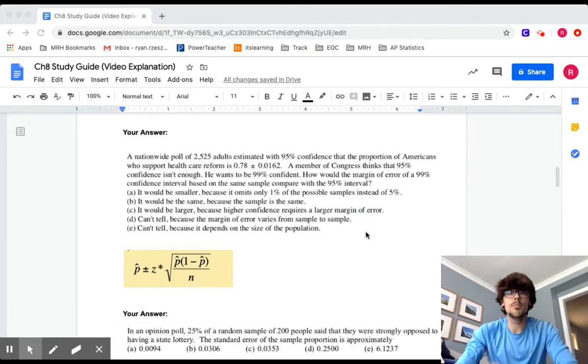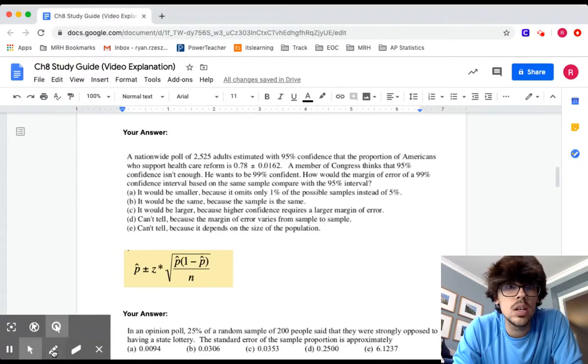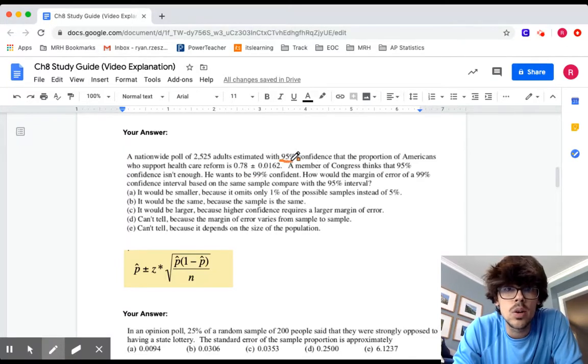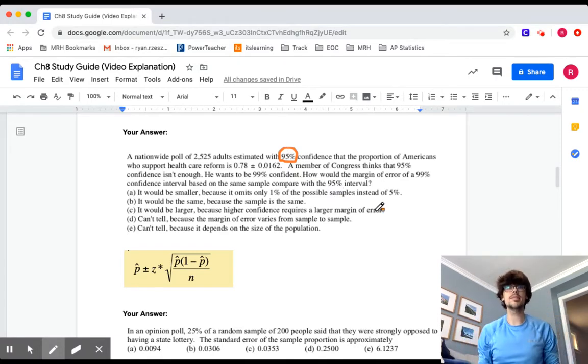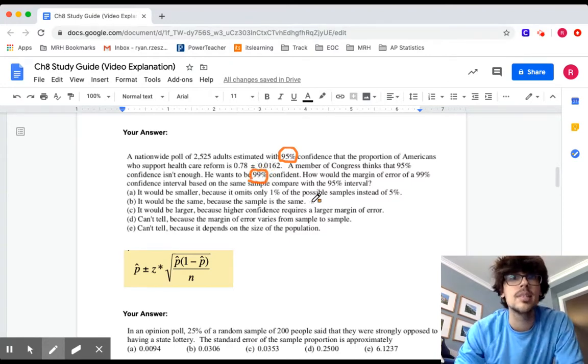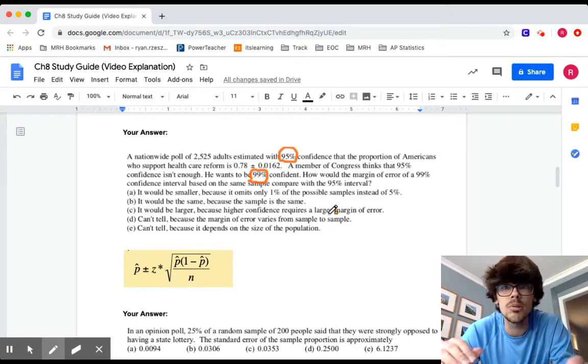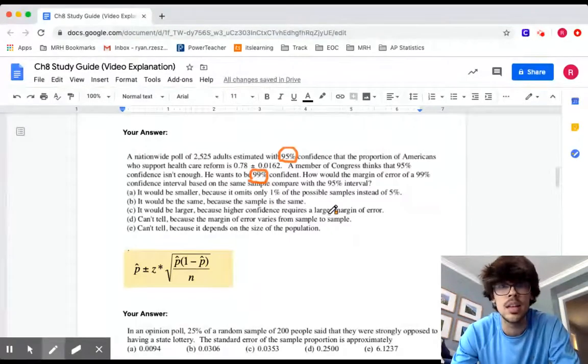Looking at our first problem here, we're looking at building a confidence interval on the proportion who support healthcare, and we are looking at a couple different confidence levels. The original interval that they give us is 95% for the confidence level, and this congressman wants to switch it up and make it 99% confident instead, keeping everything else the same. So it's still the same sample, didn't get new data or anything like that. They just straight up changed the confidence level.